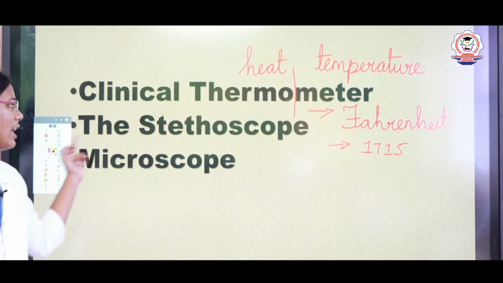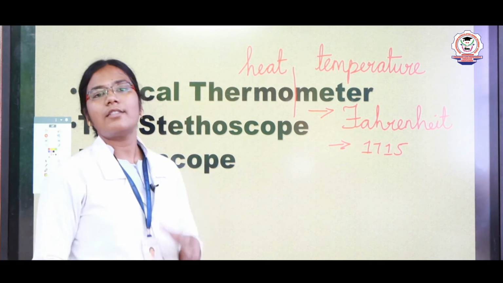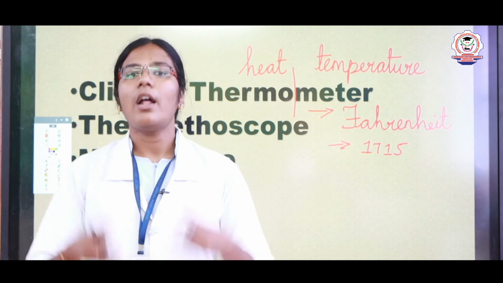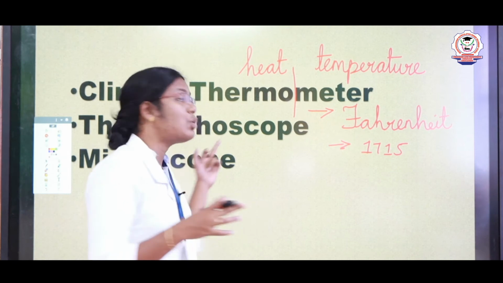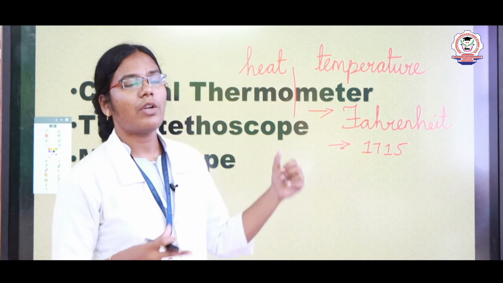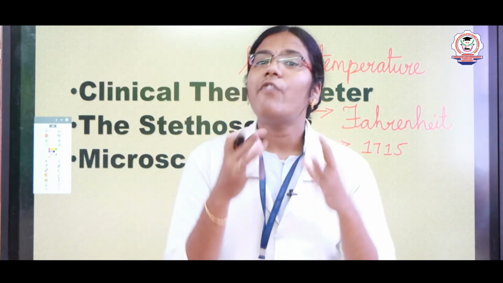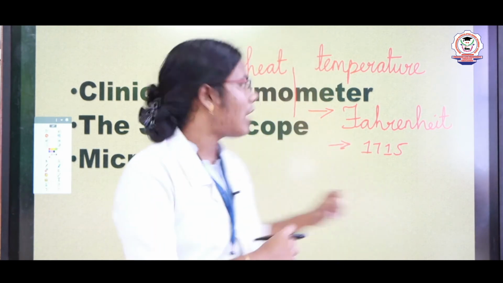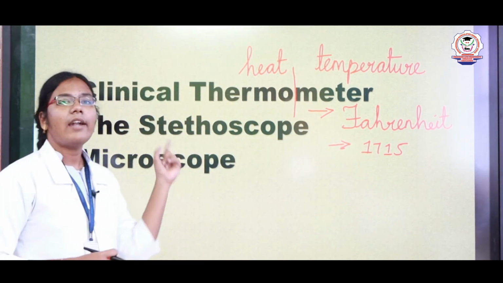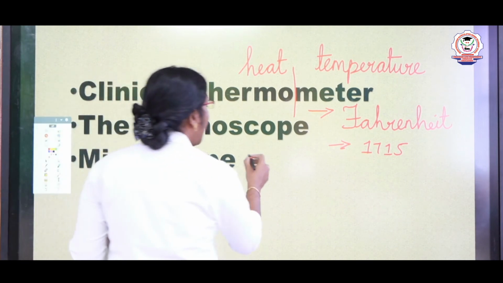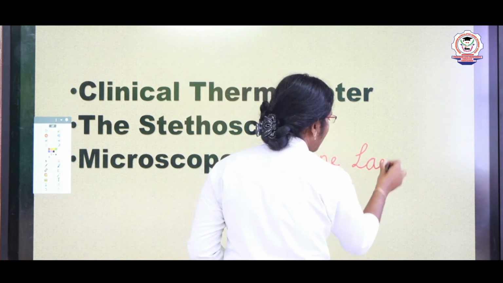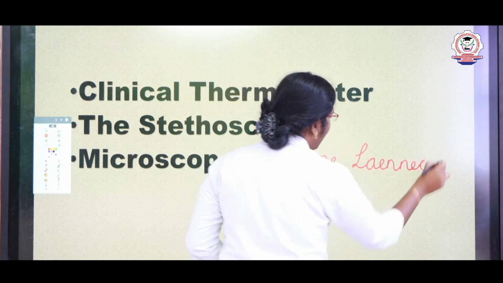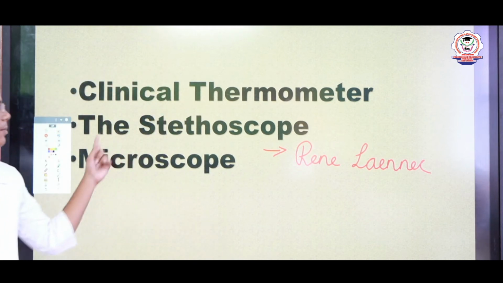Next, we are going to see the stethoscope. What is a stethoscope? What is the use of a stethoscope? The stethoscope is used to hear your heartbeat sound, that is, to know the functioning of the heart. It was invented by René Laennec, spelled L-A-E-N-N-E-C.